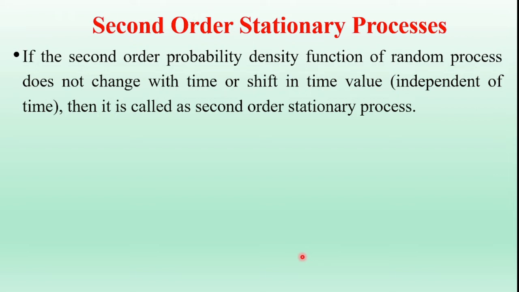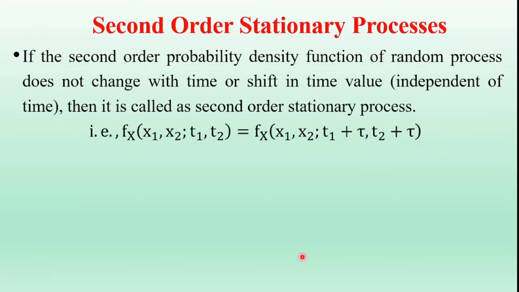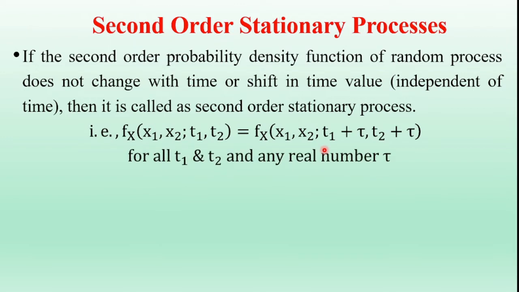The definition of the second order stationary random process is: if the second order probability density function of the random process does not change with a shift in time, that is, it is independent of time, then it is called a second order stationary random process, and it is given mathematically by fX(x1, x2, t1, t2) is equal to fX(x1, x2, t1 + tau, t2 + tau). This is the condition for the second order stationary random process, for all t1 and t2 and any real number tau.